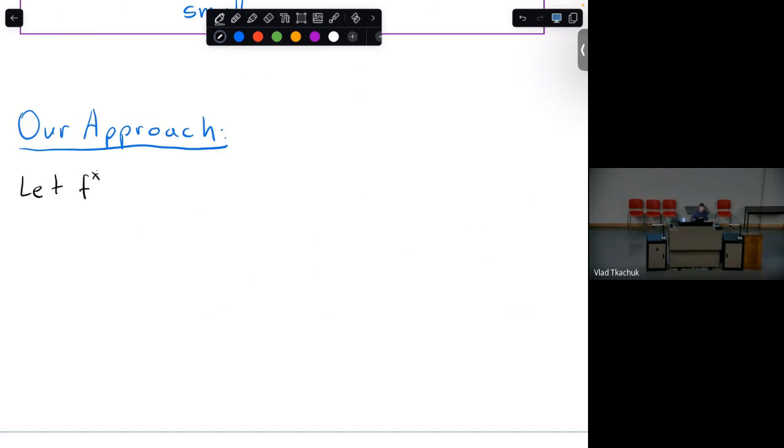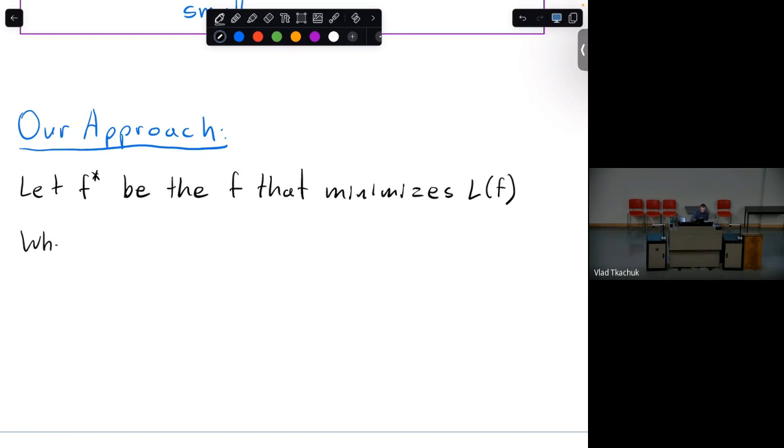Let's suppose that f star is the f that minimizes what? Minimizes the thing we actually care about, which is the expected loss. So f star is the one that minimizes this thing. Our goal is to minimize it, so this f hat should just equal f star, right? And so this is what we would want.